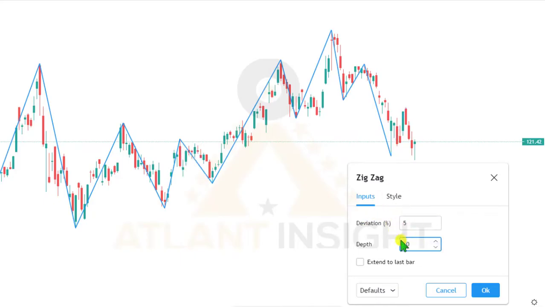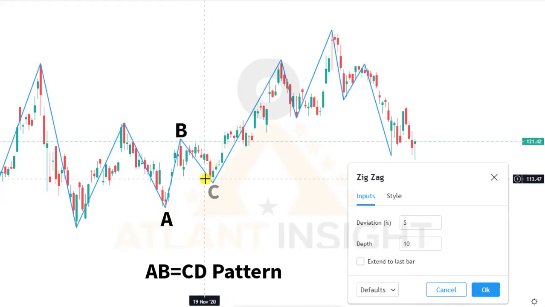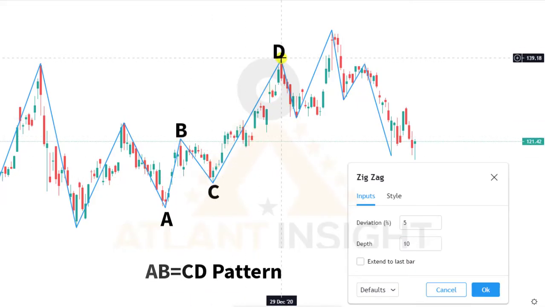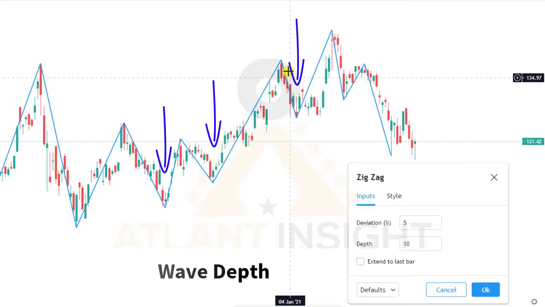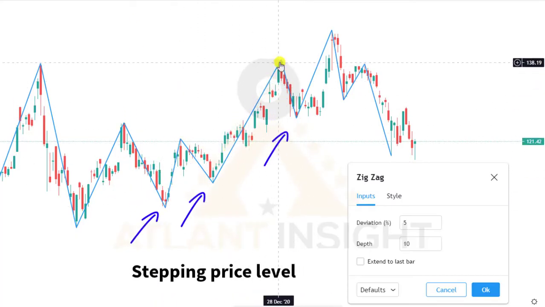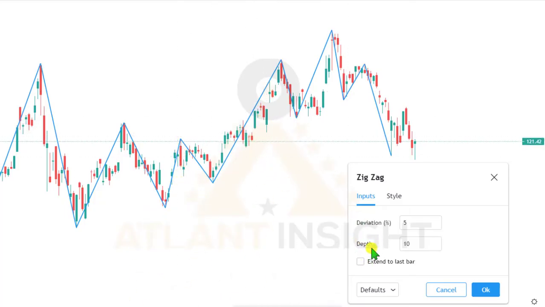Remember, if the parameters are set too tight, you can have a lagging zigzag effect. Take note, we want to have a broader view of what the true swing high and swing low are. When you get the Zigzag parameters, there are 3 settings you should take into consideration. 1. Price symmetry should give you a nice and uniformly matched wave harmonic, namely the AB equals CD pattern. 2. Wave depth, which should give you a good depth of waves between the swing highs and lows. 3. Stepping price level, which should make sure that you're able to spot a trend. So let's set the Zigzag indicator settings at 10 for the depth and 5% for the deviation.